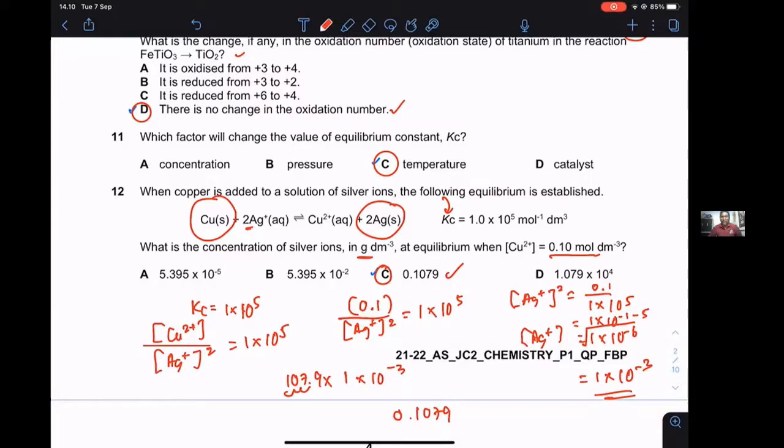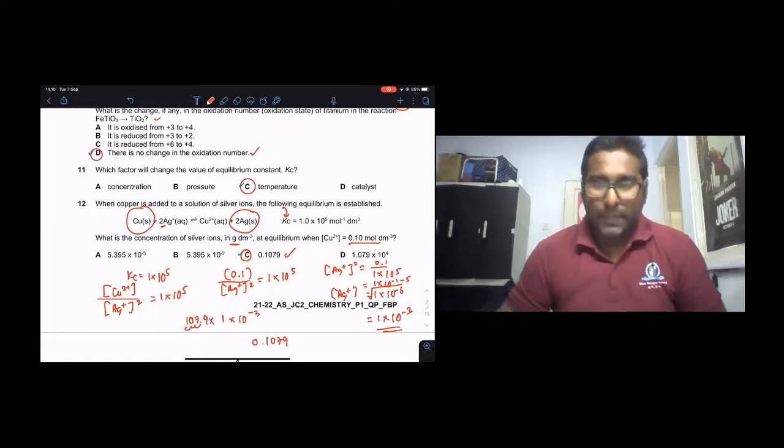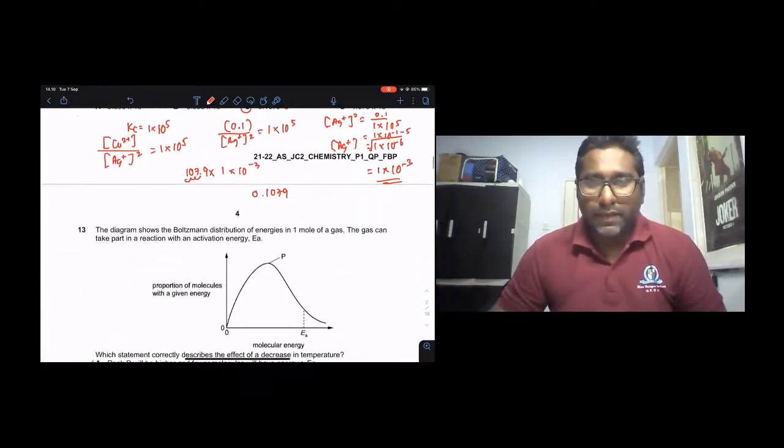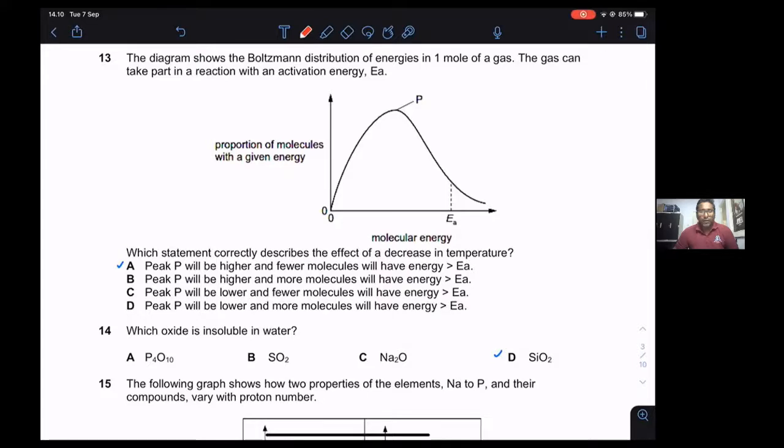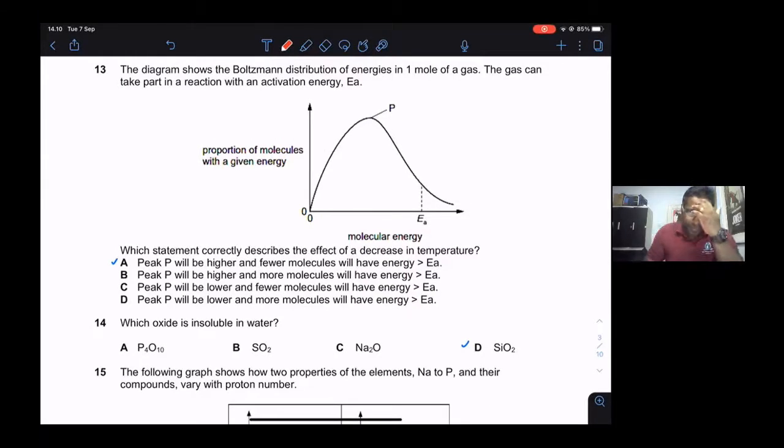Now, next. The next is going to be a Maxwell-Boltzmann curve. So you have this distribution, and when we say higher temperature, this one you need to know. If I have a higher temperature, it will go like this: the peak will become shorter, and then it will move to the right.